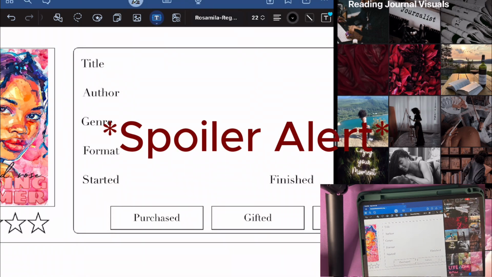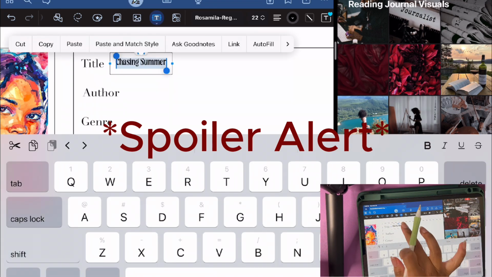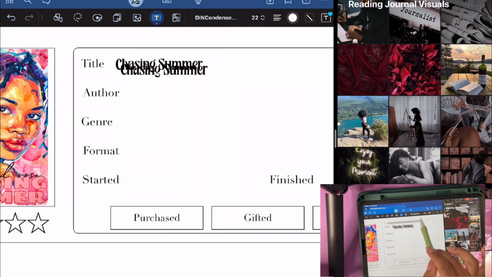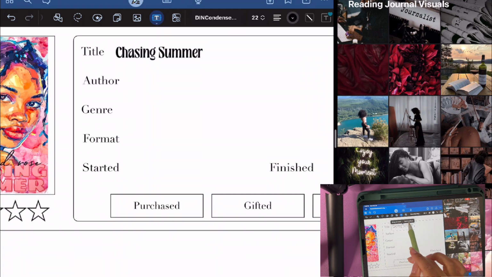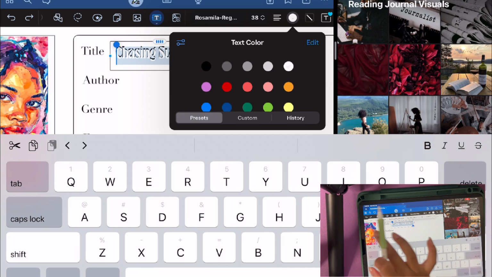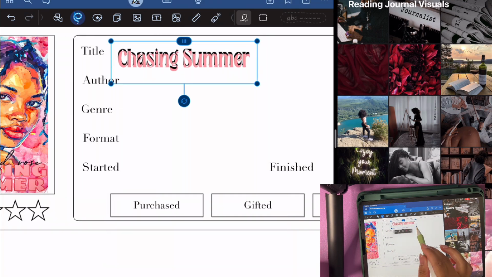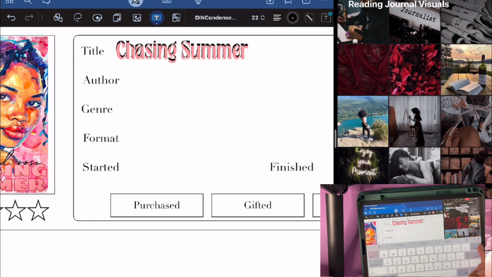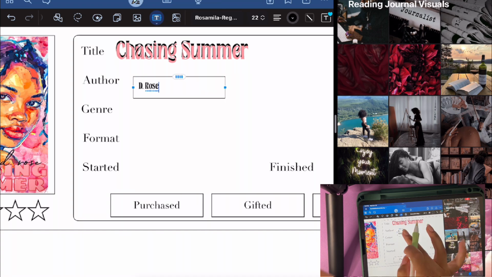Just as a disclaimer, I'm going to call spoiler alert because I will be discussing some details from some of the books that I read last month. And if you are someone who does not like spoilers, I will definitely have timestamps listed below. If you feel like skipping the book discussion, you just want to check out what visuals I have for each book for this month.